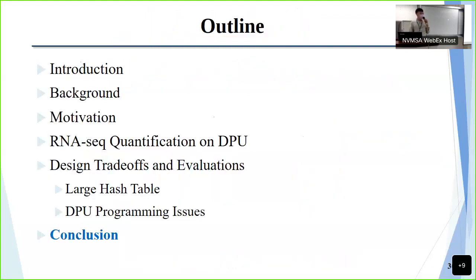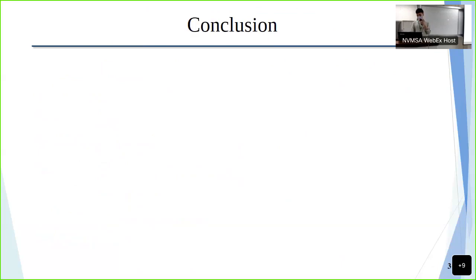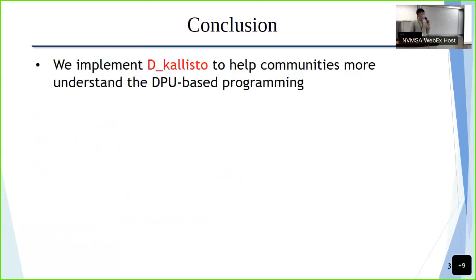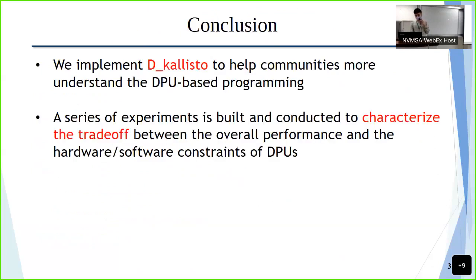Finally, this is the conclusion of our work. First, we implement DPU-based Callisto and put the source code on GitHub to help the community better understand DPU-based programming. Second, we ran a lot of experiments to show the trade-off between program performance and DPU constraints.